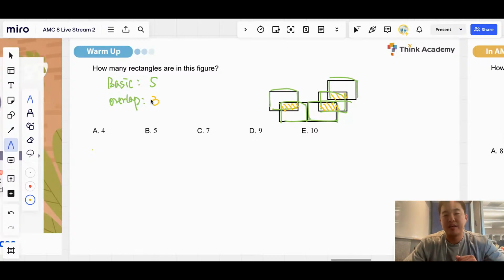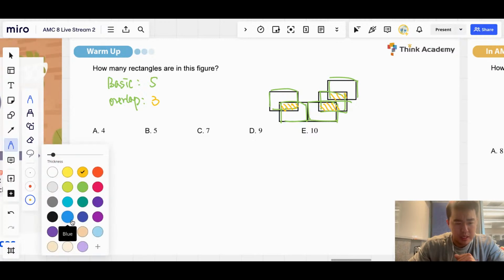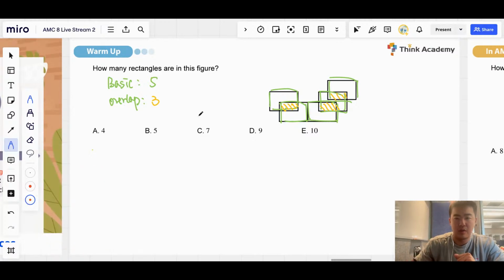And finally, think about the rectangles that are formed by more than one, right? So we already have the 3 overlaps. And so the only one left should be, let me use a different color, let's use orange. Should be this one, right? So this rectangle, if you look at closely, it actually is formed by 2 of the basic and 2 of the overlap. So I will say this is all these rectangles together. You get 5 plus 3 plus 1, which is 9, okay? So that's why I choose option D.